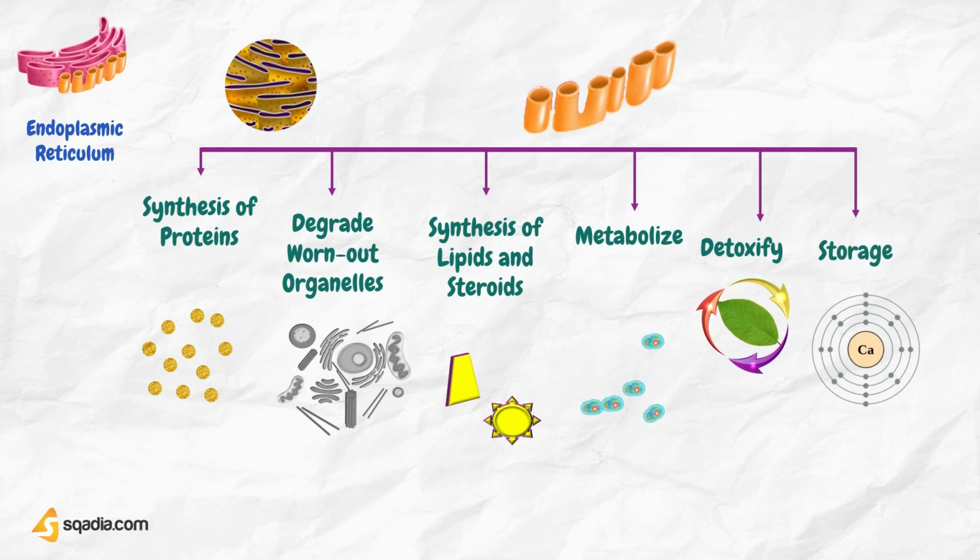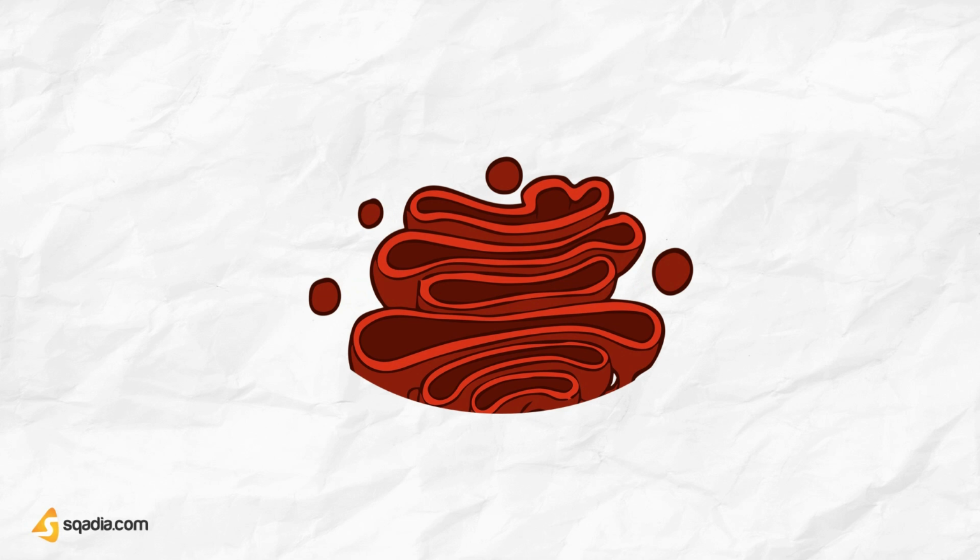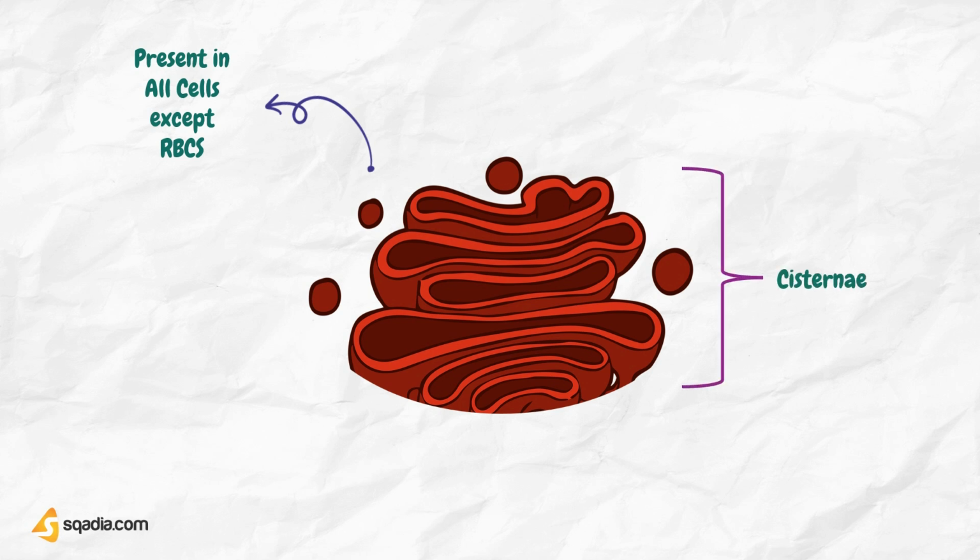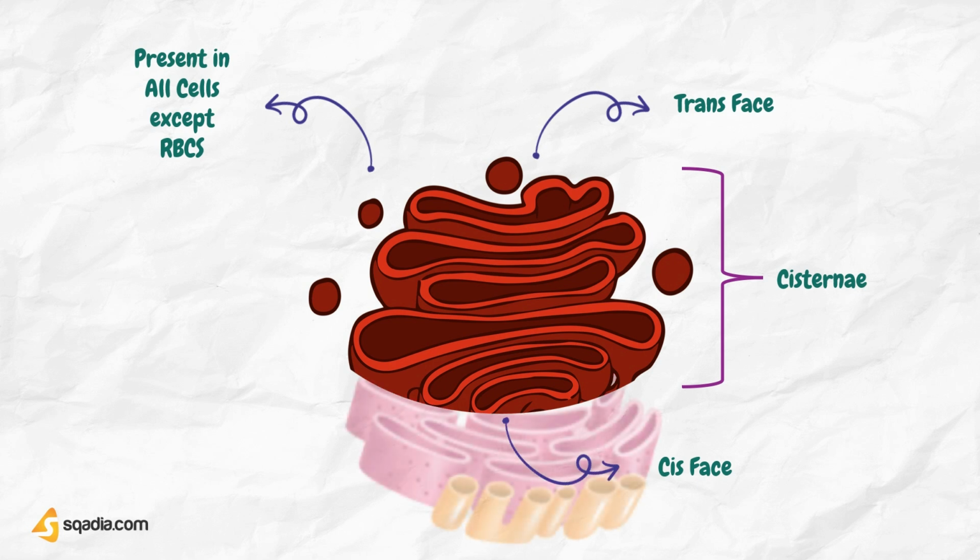Another important cell organelle is the Golgi apparatus, or Golgi body or Golgi complex, a membrane-bound organelle involved in the processing of proteins. It is present in all the cells except red blood cells. It consists of 5 to 8 flattened membranous sacs called the cisternae. It has two ends or faces, namely cis face and trans face. Cis face is positioned near the endoplasmic reticulum.